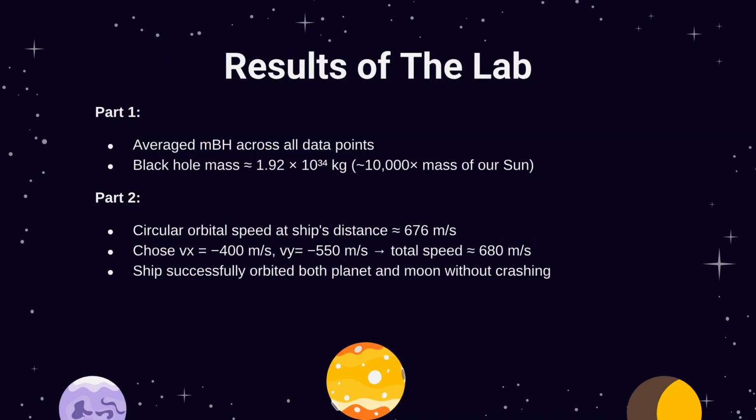Now for the results of this lab. In part 1, I got a slightly different mass of the black hole each iteration due to numerical approximation, so I averaged all values and got 1.92 times 10 to the 34th kilograms. That's around 10,000 times bigger than our sun's mass. In part 2, circular orbital speed at the ship's distance is about 676 meters per second. I chose Vx equals negative 400 and Vy equals negative 550, giving total speeds of about 680 meters per second. The ship has successfully orbited both bodies without crashing.